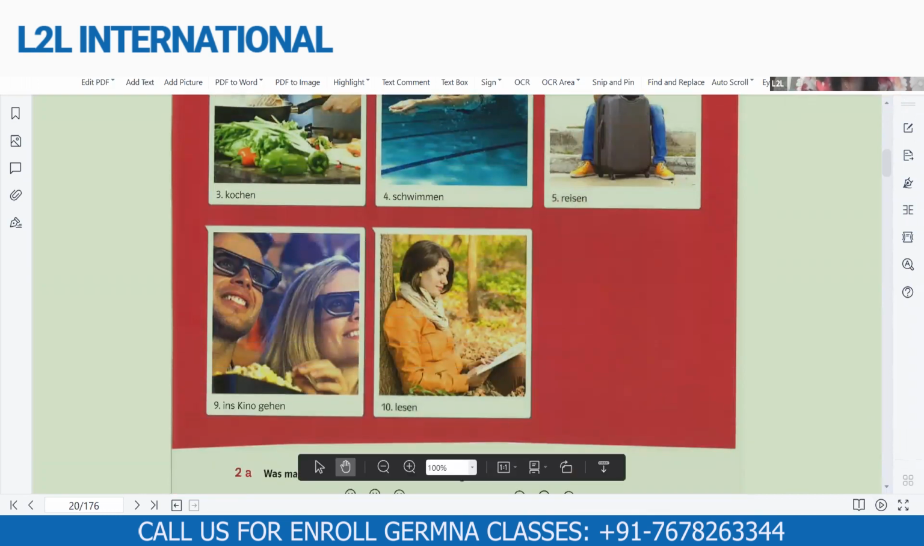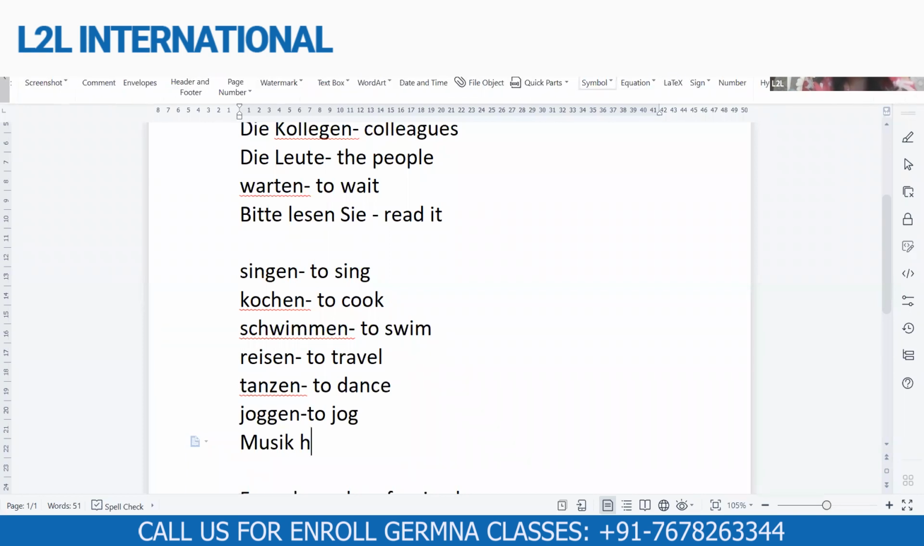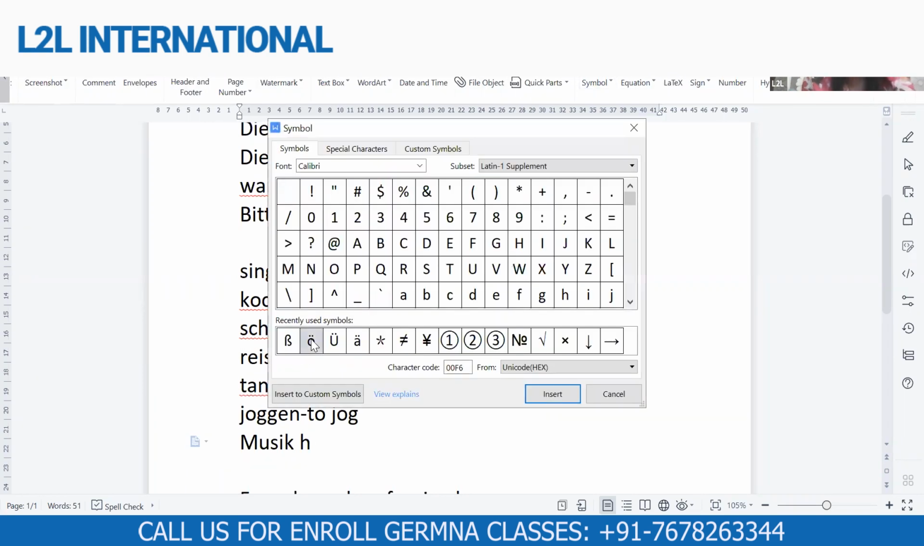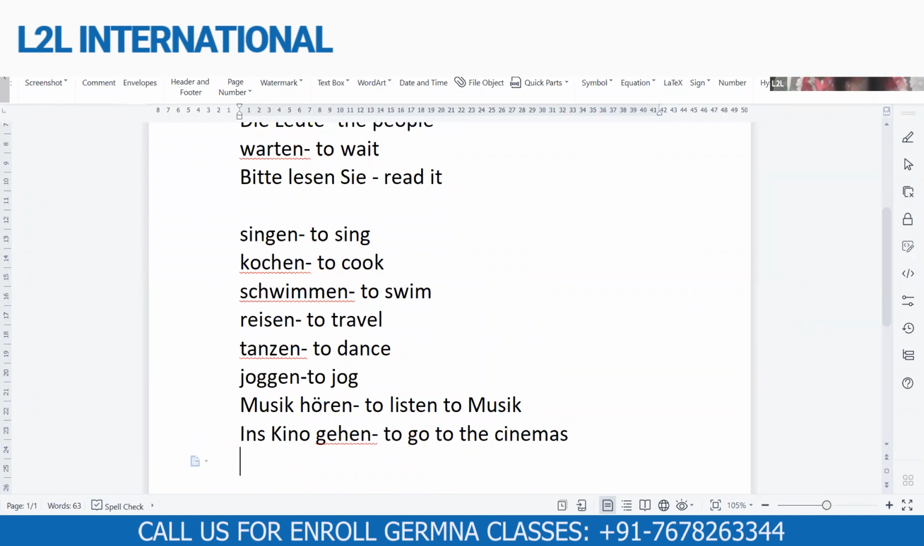So there are again two hobbies that you have learned here. First is Musik hören. Hören means to listen, remember? And Musik is your music. That means to listen to music. And the last one was ins Kino gehen. That means to go to the cinema. Any other thing that we have remaining in this, Sana?